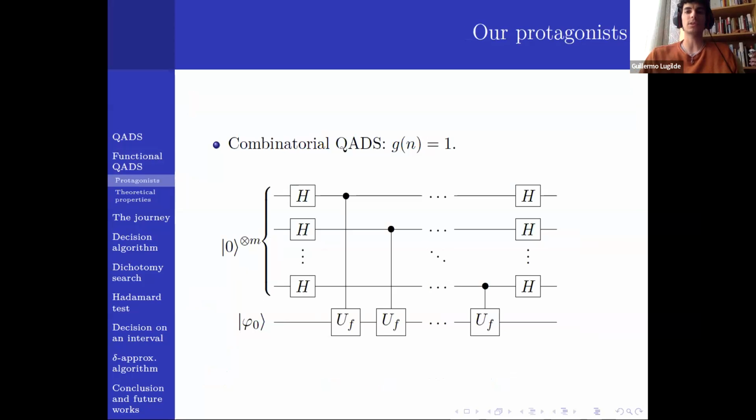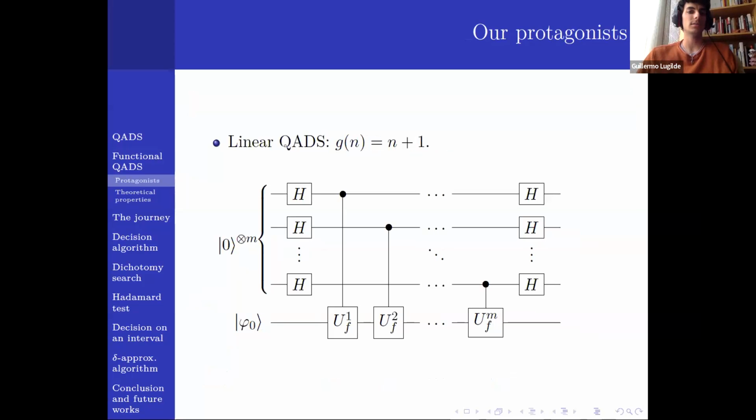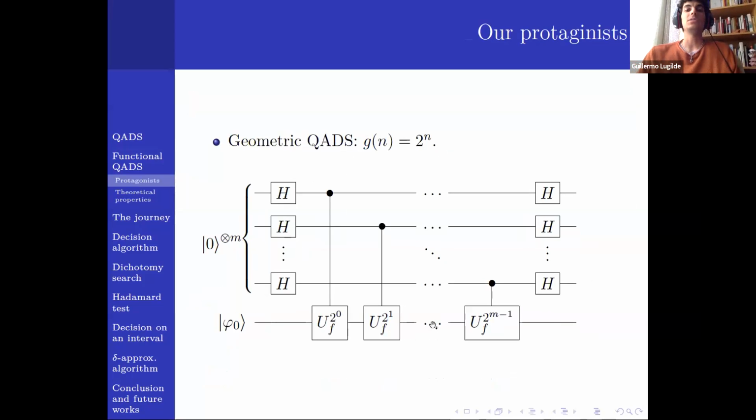So let me introduce our three protagonists. First one, combinatorial QADS. We already know that's for g of n equal to 1. And now the two candidates to dethrone it. Linear QADS for g of n equal n plus 1, so the powers would be 1, 2, 3, 4, 5, and so on. And geometric QADS for g of n equal to 2 to the power of n. These ones are going to be the most successful.